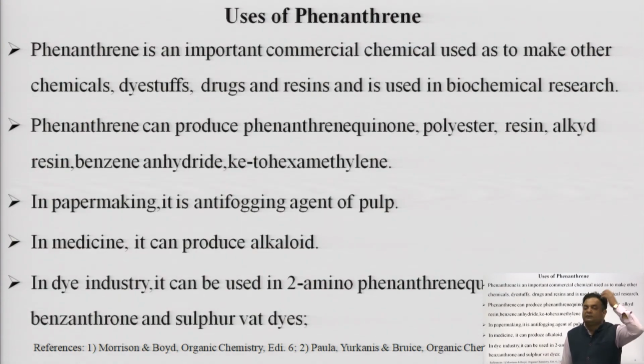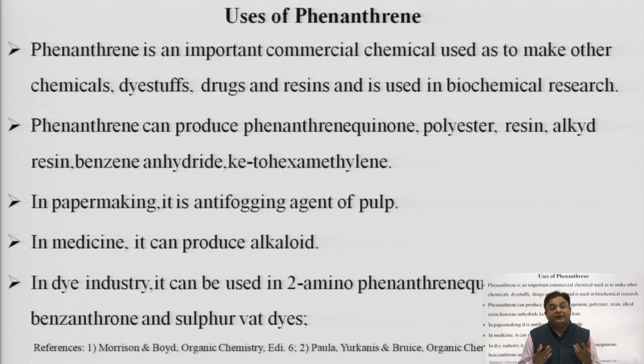Then the important part of phenanthrene is its use, its application. So it's actually a very important chemical. It's again very toxic also. It may produce cancer. So phenanthrene is a very important commercial chemical used to make other chemicals, dyestuffs, drugs, and resins. It can also be used in biochemical research.